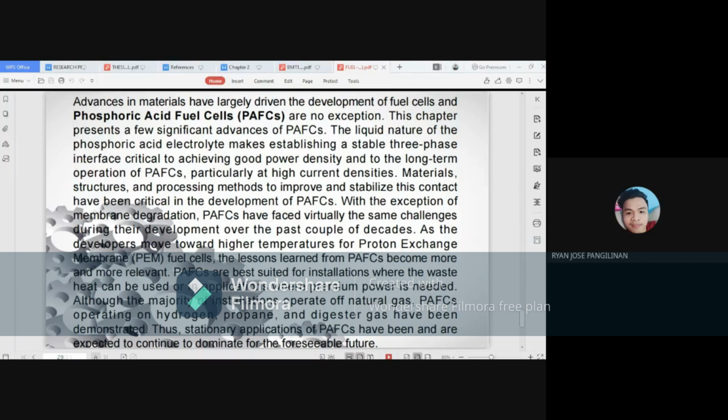PAFCs are best suited for installations where the waste heat can be used or in applications where premium power is needed. Although the majority of installations operate on natural gas, PAFCs operating on hydrogen, propane, and digester gas have been demonstrated. Thus, stationary applications of PAFCs have been and are expected to continue to dominate for the foreseeable future.